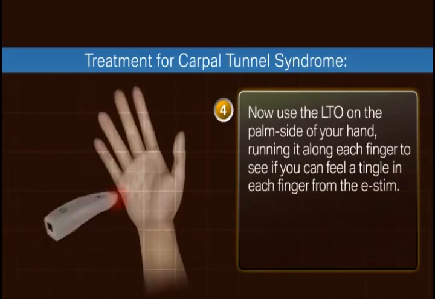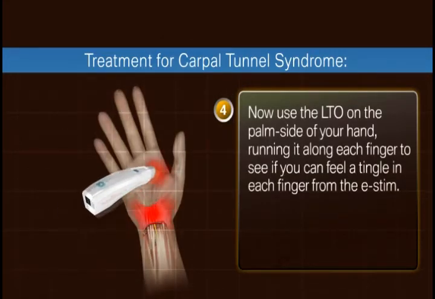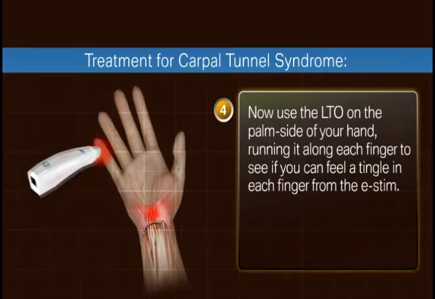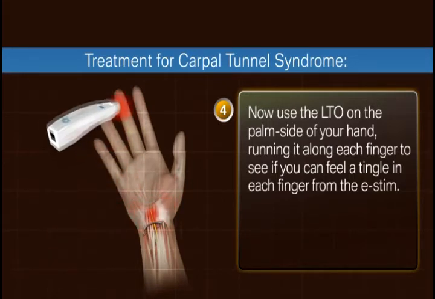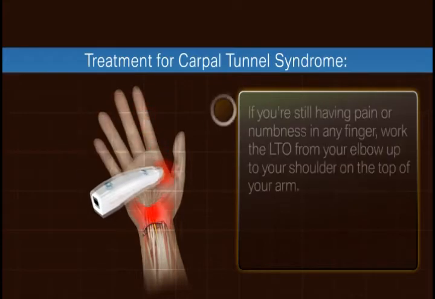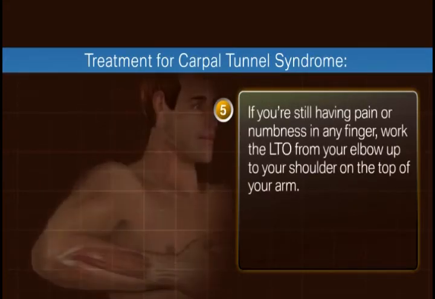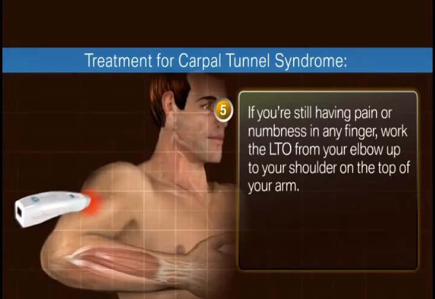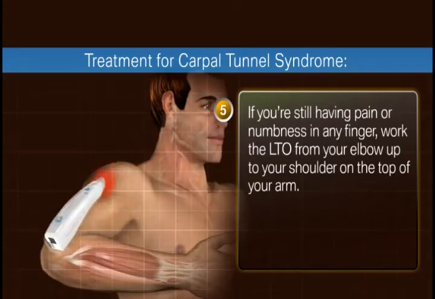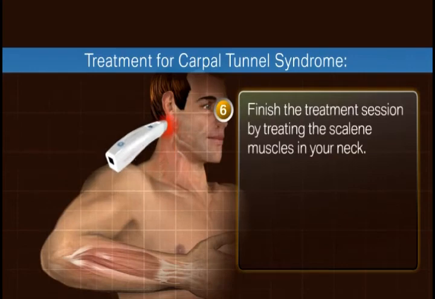Now use the LTO on the palm side of your hand, running it along each finger to see if you can feel a tingle in each finger from the E-stim. If you're still having pain or numbness in any finger, work the LTO from your elbow up to your shoulder on the top of your arm. Finish the treatment session by treating the scalene muscles in your neck.